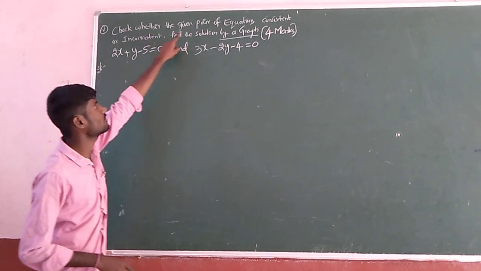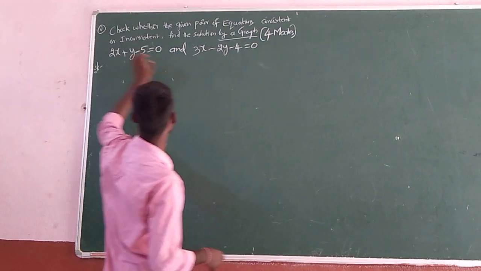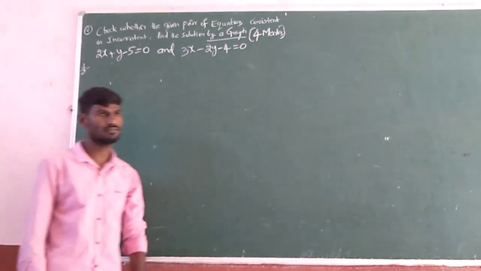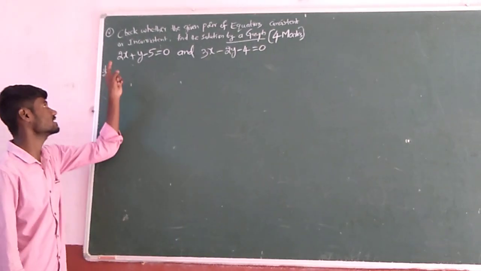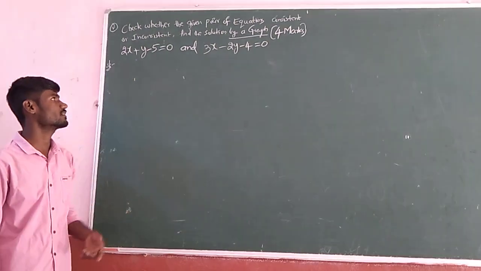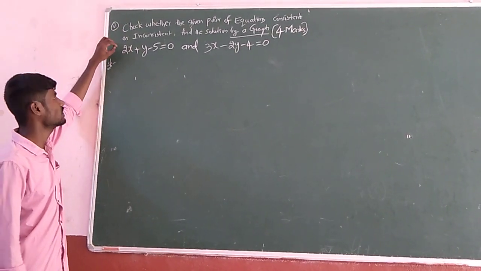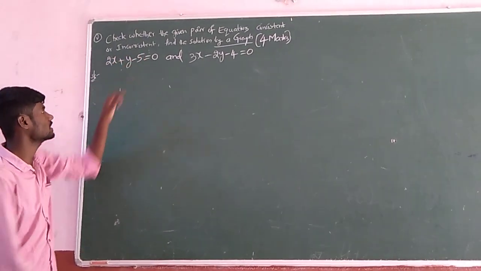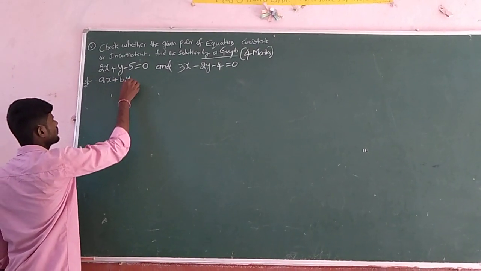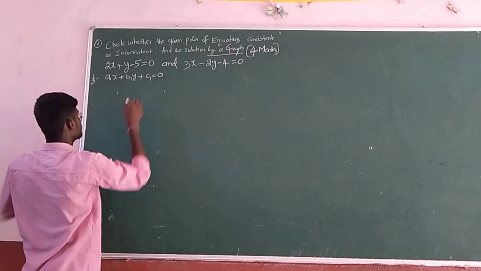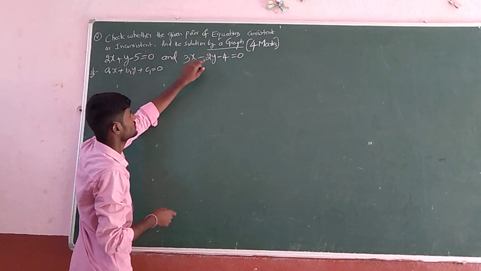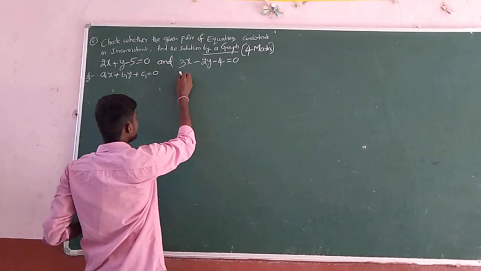Check whether the given pair of equations is consistent or inconsistent. Find the solution by a graph. Already we discussed the condition for consistent and inconsistent. So we need to compare the given equations with the standard form ax plus by plus c. Here we can compare it with a1x plus b1y plus c1 equals 0: 2x plus y minus 5 equals 0 is the first equation, and 3x minus 2y minus 4 equals 0 is the second equation.